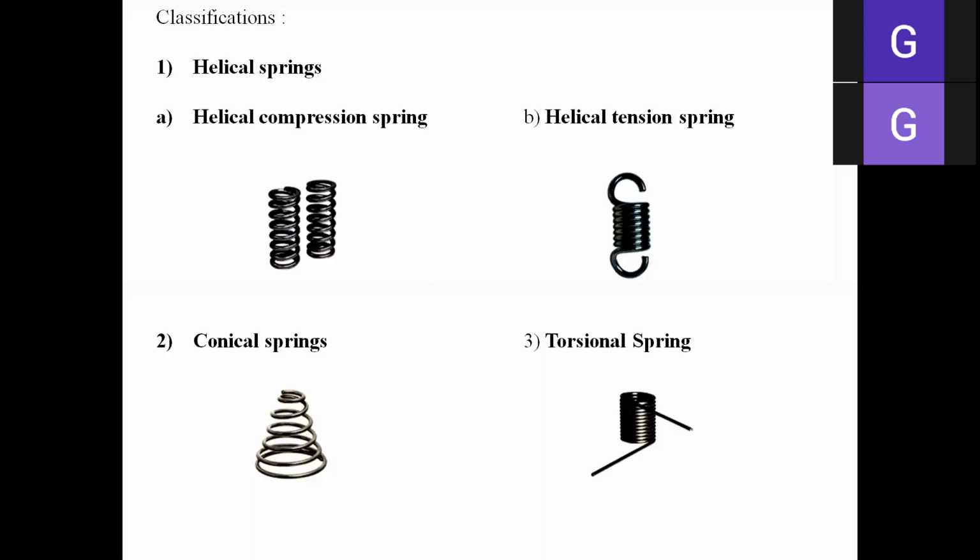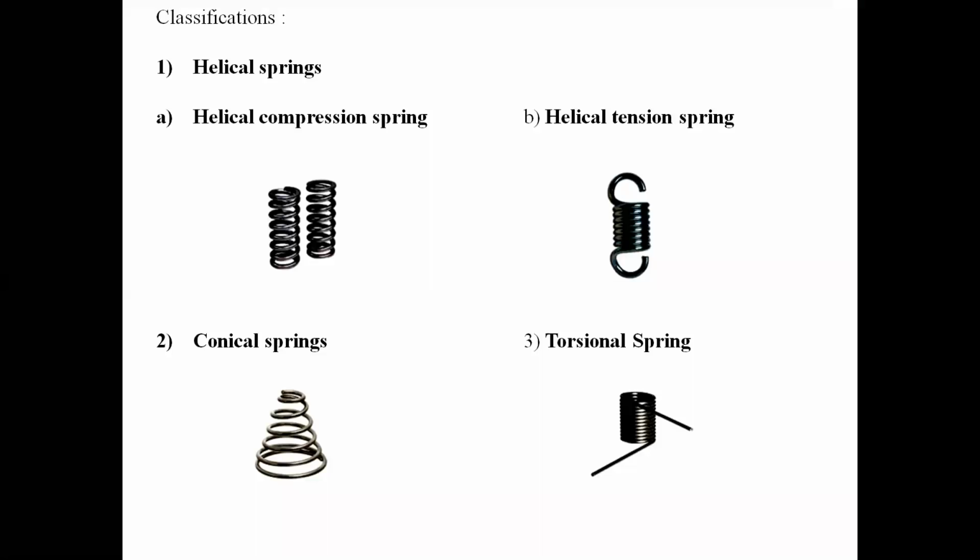The helical tension spring you can also find in our simple bicycle stand. If a single-side bicycle stand or double-side bicycle stand is there, then you will find a helical tension spring there. Now if you see the conical spring, you can find this conical spring in our bicycle below the bicycle seat, or in the shock absorber of a two-wheeler or four-wheeler.